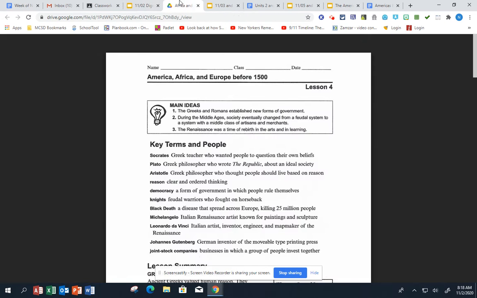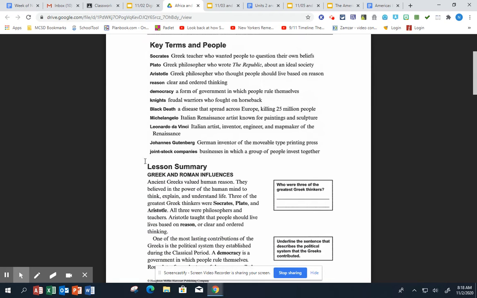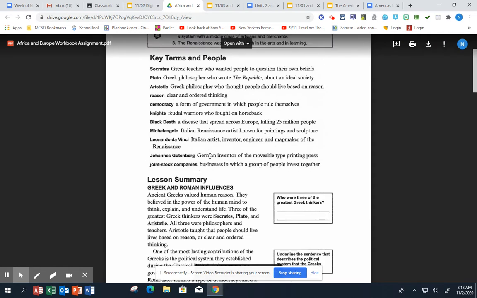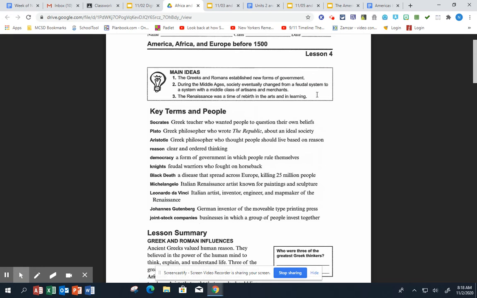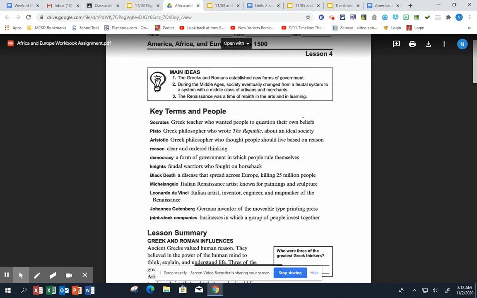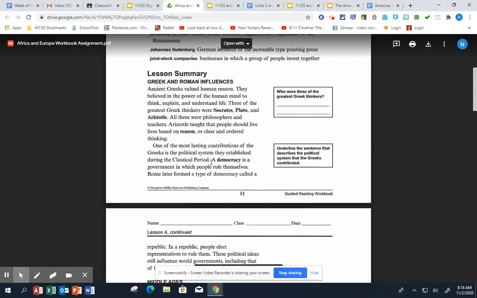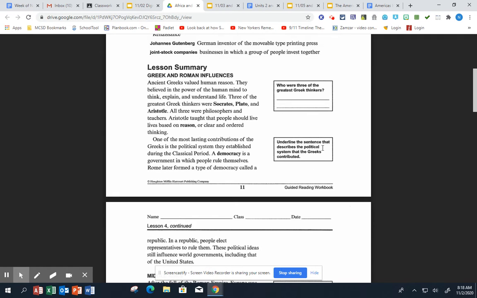Sorry, guys. So this is the packet that I'm talking about. It starts off with Europe, and you're reading about ancient Greece and ancient Rome. These are all the key terms that are in this lesson, so you can kind of skim past those. You also don't have to answer the main idea questions. You just need to read these 2 pages, and as you can see, there are boxes on the side that ask you questions. Who were 3 of the greatest Greek thinkers? Underline the sentence that describes the political system that the Greeks contributed.